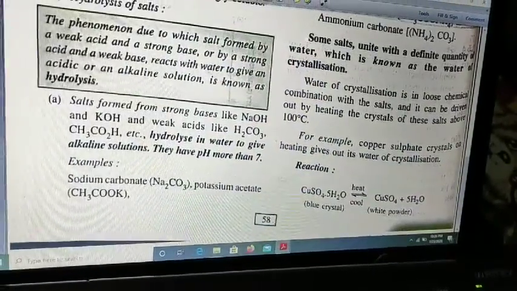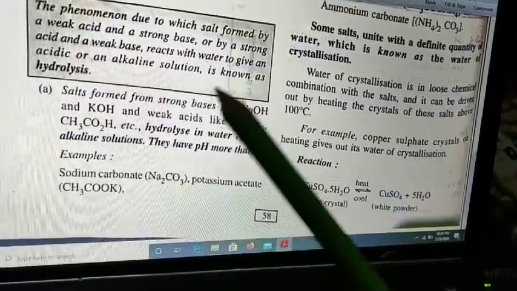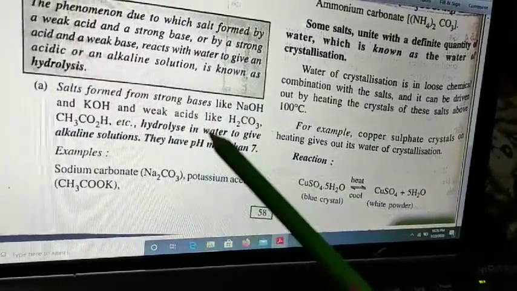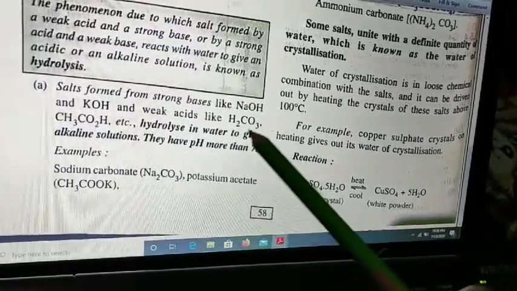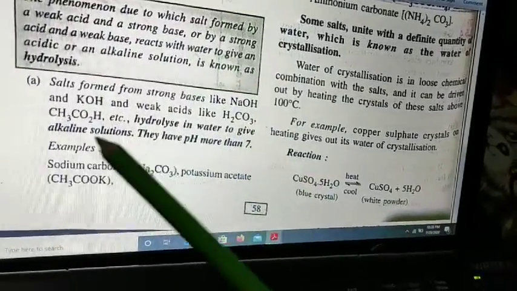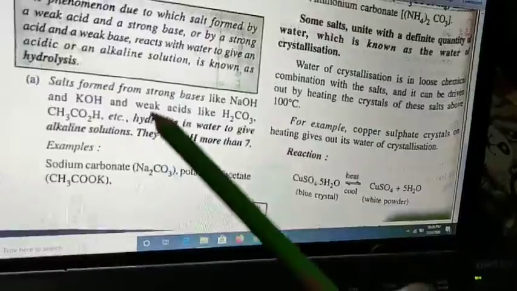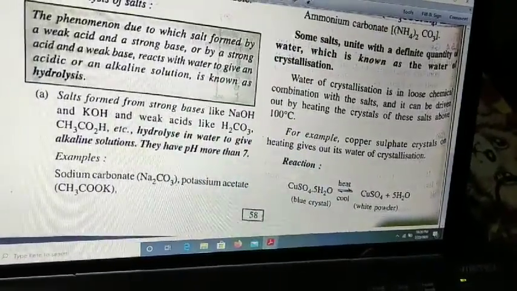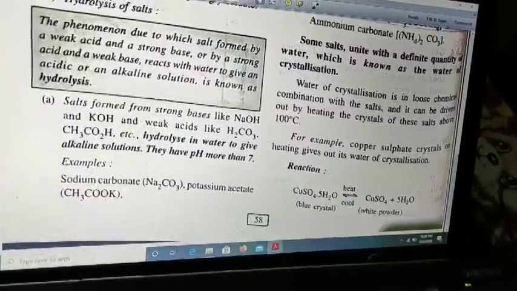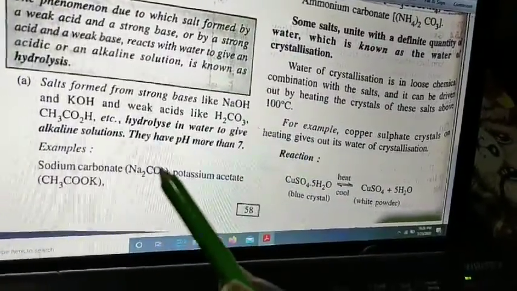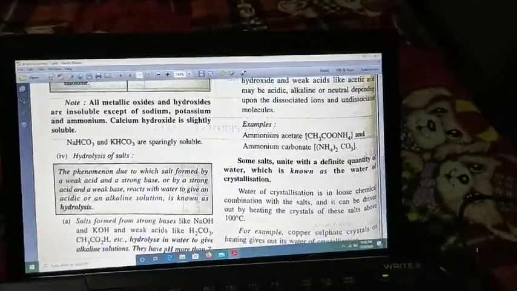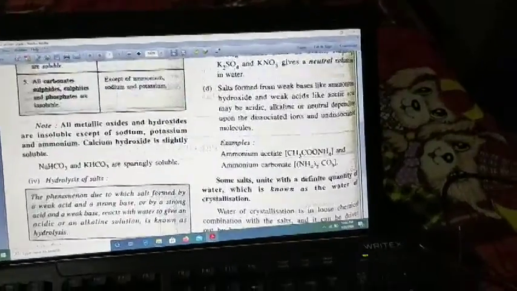For example, salts from strong bases like sodium hydroxide and potassium hydroxide and weak acids like carbonic acid and acetic acid hydrolyze in water to give alkaline solutions, and they have pH more than 7. Examples: sodium carbonate, potassium acetate. These are examples of hydrolysis of salt.